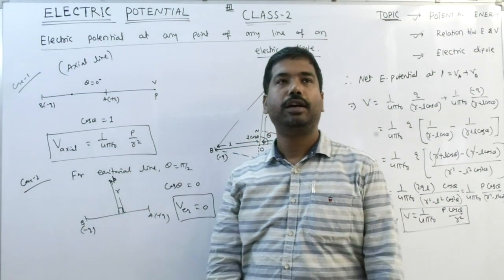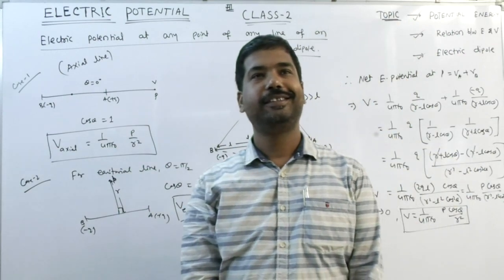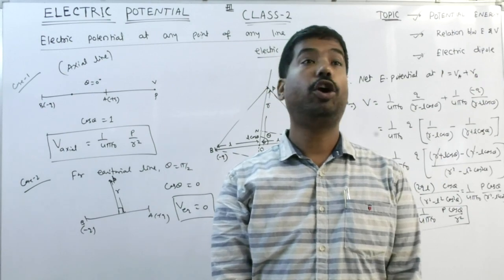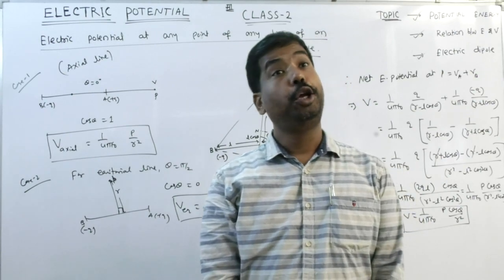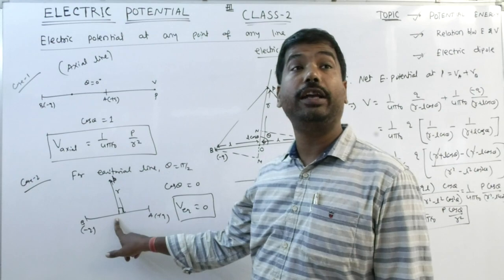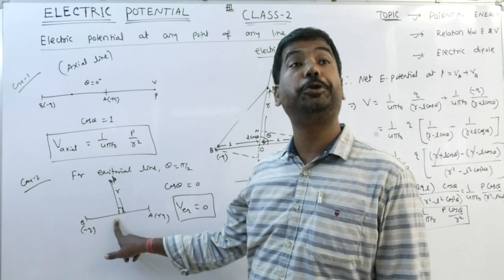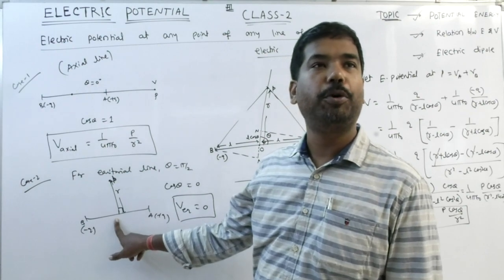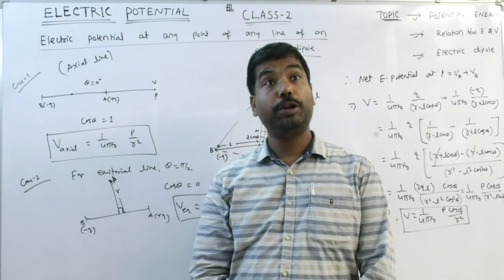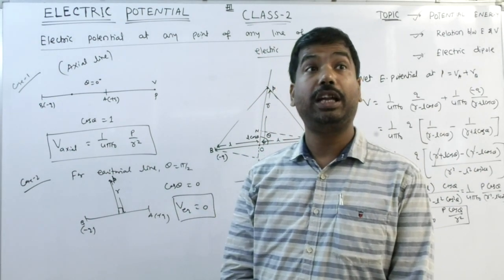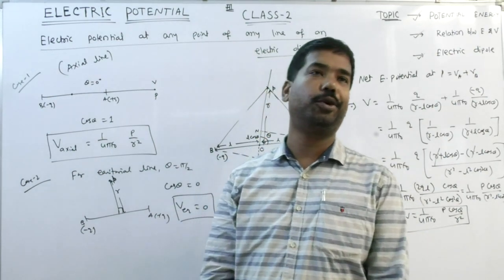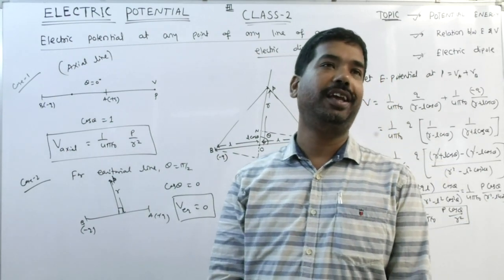Clear? Now the question arises, sir, give an example where electric field exists but not electric potential. That is, at any point on the equatorial line, electric field exists, that is 1 by 4 pi epsilon 0 p by r cube. But equatorial line potential is 0. Give an example where field doesn't exist but electric potential exists. That is, inside a hollow conductor, electric field is 0 but potential exists.